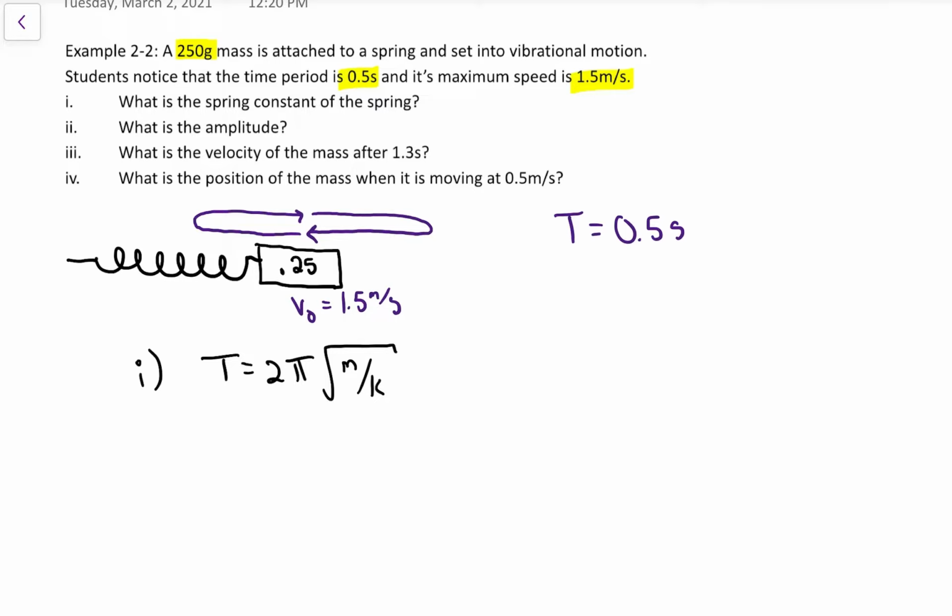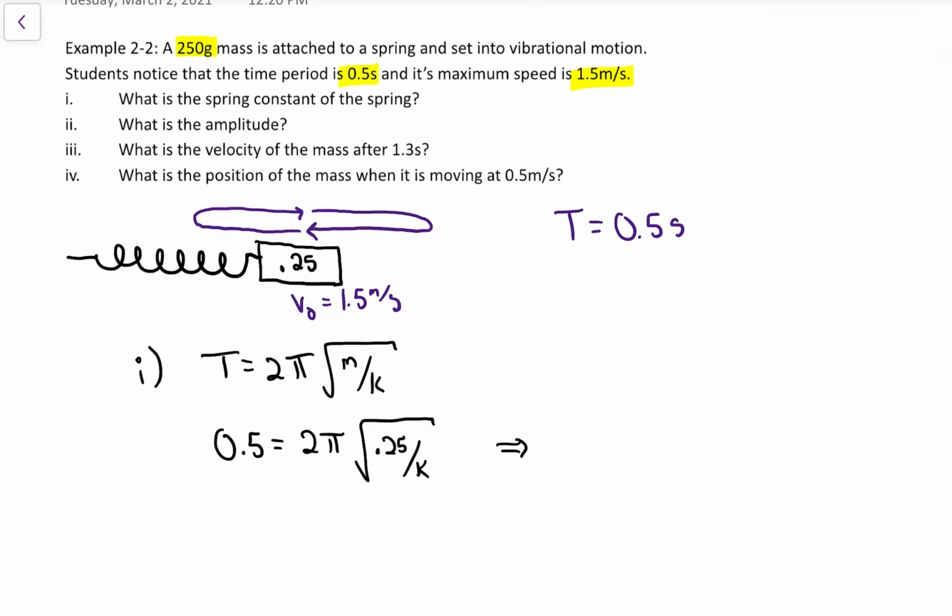In this particular case, we know the time period, 0.5. 2 pi is just going to hang around for a little bit. We know the mass, the 0.25, and then that's divided by k. There's enough there that we can solve for k. It's a little bit of an algebra thing. If I take the 0.5 and divide by 2 pi, and then if we square all that, then I'm left with 0.25 over k because I've got rid of the square root. And the 0.5 divided by 2 pi, and then all squared.